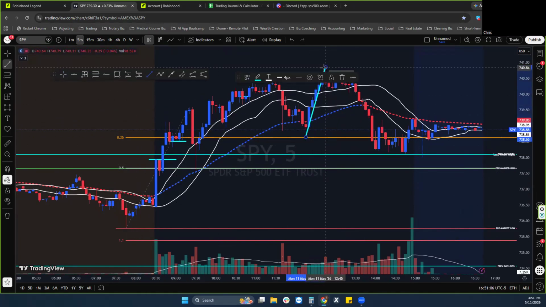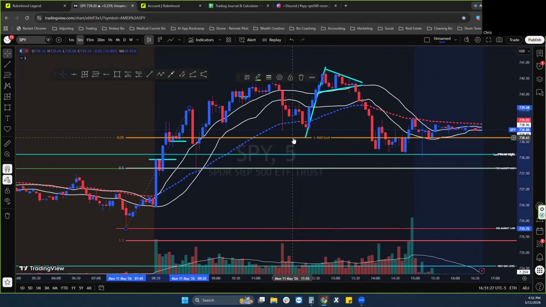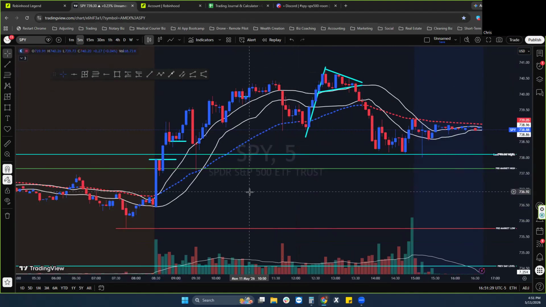or a wedge, and then failing here. And then it just continued to fail at 1:30, and then it just fell for the rest of the day and went back down. So that's how I saw the market today.